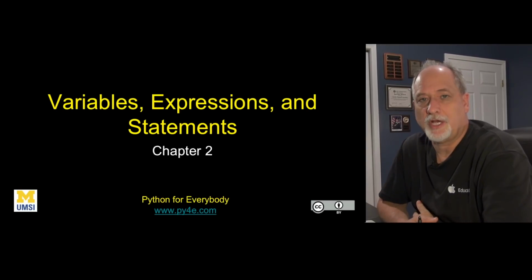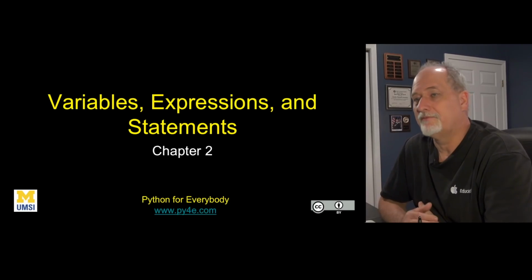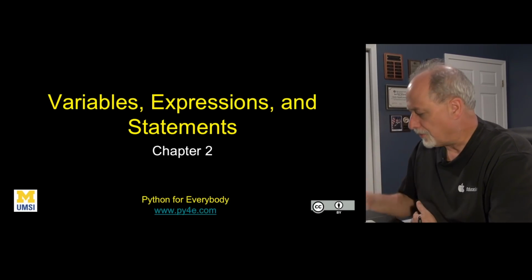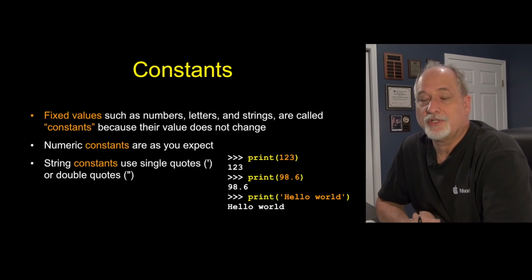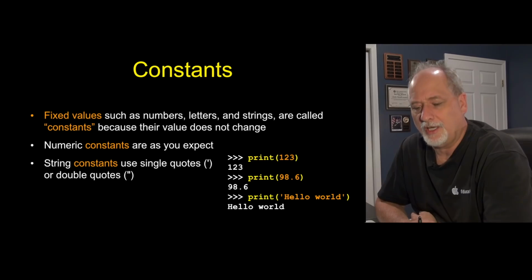Hello, and welcome to Chapter 2. Now we're going to continue to talk about the building blocks of Python: variables, constants, statements, expressions, etc. The first thing we have to talk about is constants. We call them constants because they don't change. They are numbers, strings, etc.